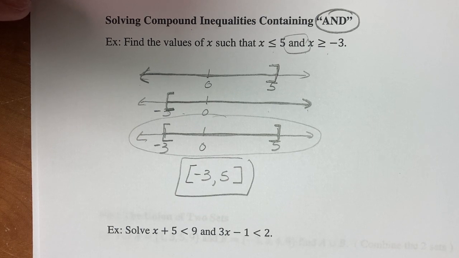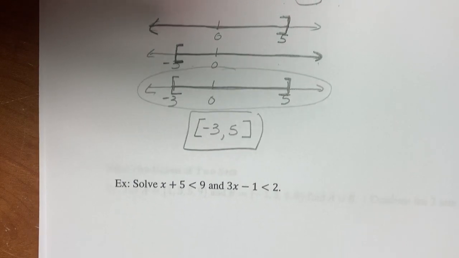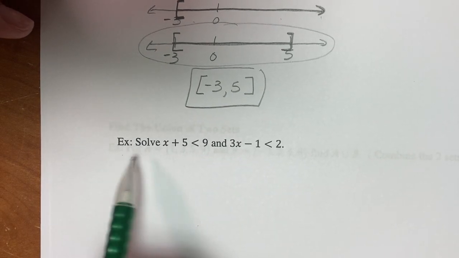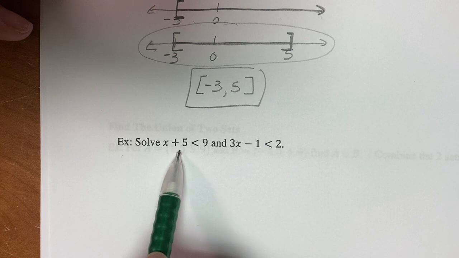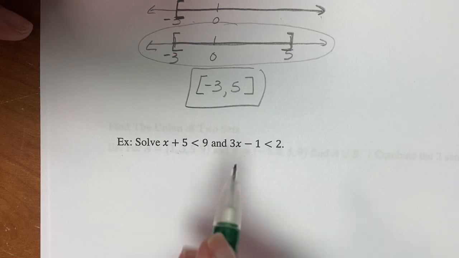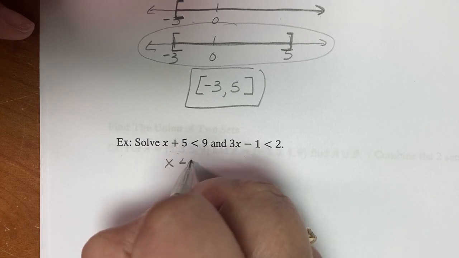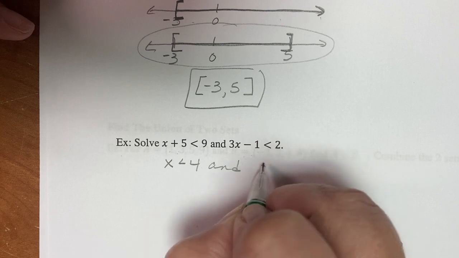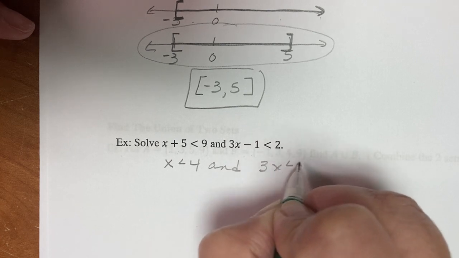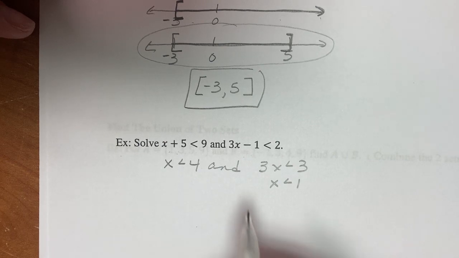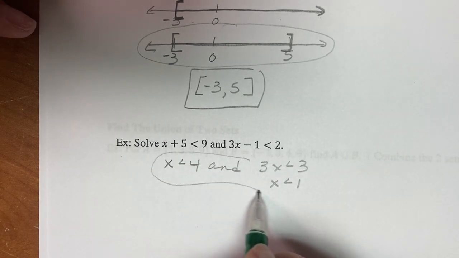All right, now some weird things can happen. Let's go ahead and look at this example. The first thing we have to do is simply solve each one of these individually. So you can see here I just subtract 5, so I'd get x is less than 4. And here I'd add the 1 and divide by 3.